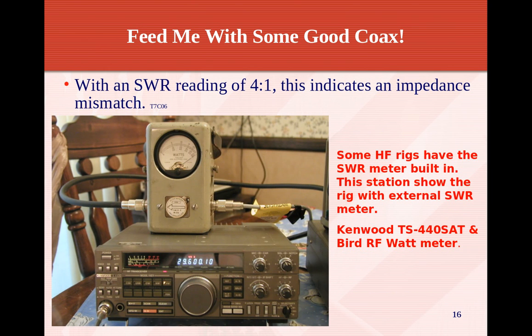Okay, some HF rigs have an SWR meter built in. This station shows a rig with an external SWR meter. This is a Bird wattmeter. And to measure SWR, you measure the reflected watts versus forward watts. And there's a little formula that you do to figure out SWR. So this is just a directional wattmeter. It doesn't do SWR automatically like some of the newer ones. This one you have to do manually.